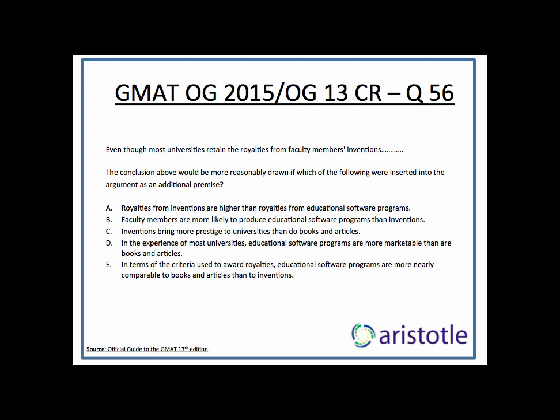And what does E say? It says, in terms of the criteria used to award royalties, educational software programs are more nearly comparable to books and articles than to inventions. That's exactly the answer we had in mind, that there is some common link or similarity between software and books and articles. That is what E says. That is the assumption, because if you negate that, the argument immediately falls apart.